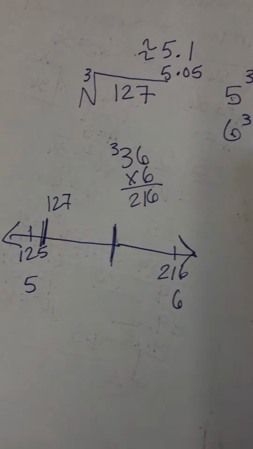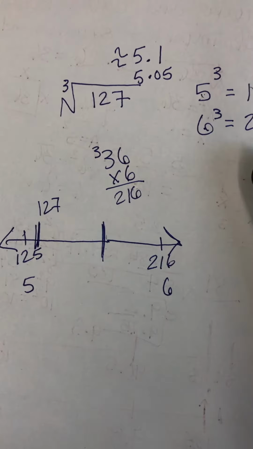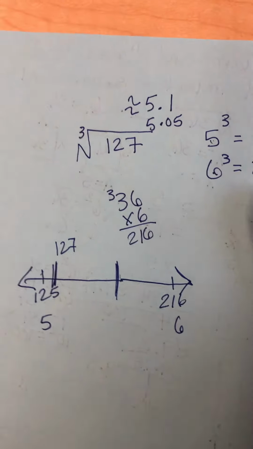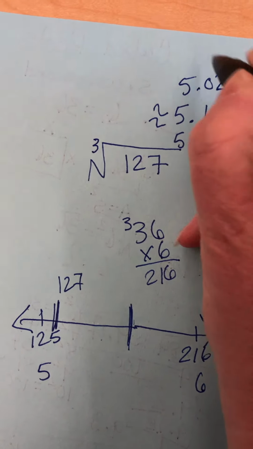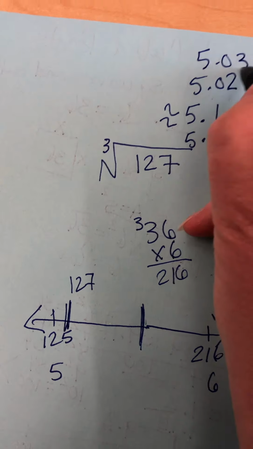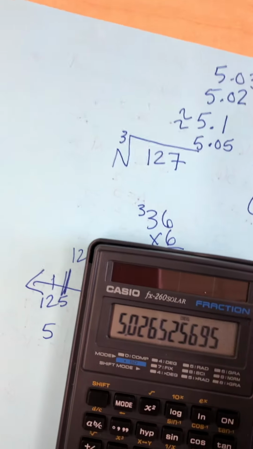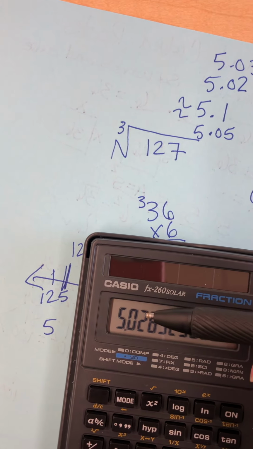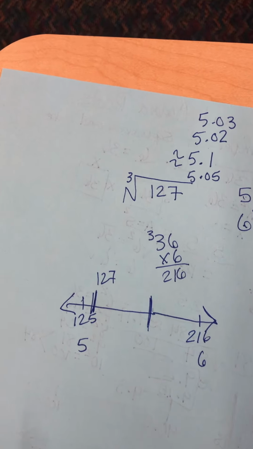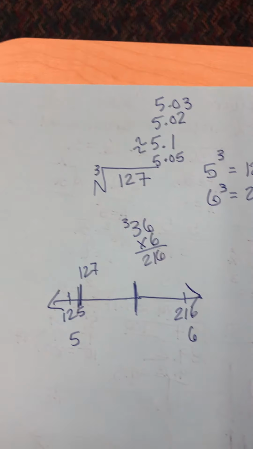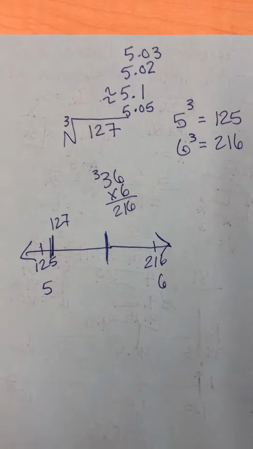So we had estimated maybe like 5.1, 5.05. We're really close. It's closer to 5.02 or even 5.03 if we take this 6 and use it to round that to a 3. So that's how you're doing your cubed roots and your square roots. Do the best you can and bring your questions to class tomorrow.